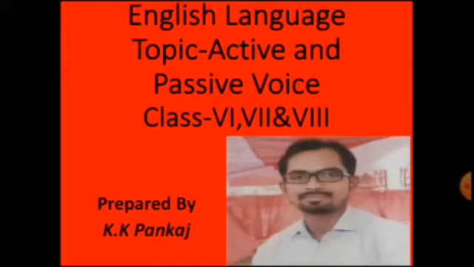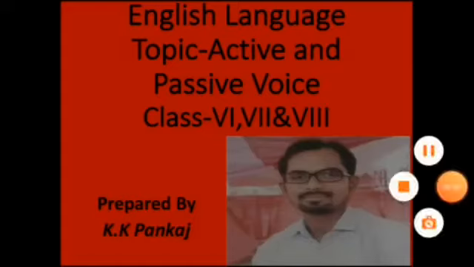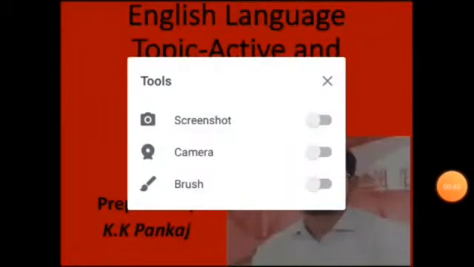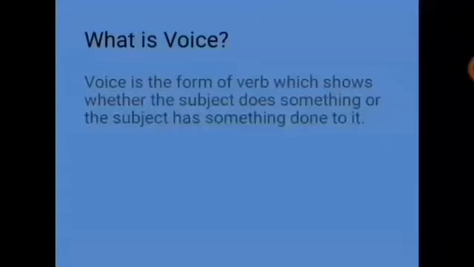So let's start today's topic. We know that there are two ways in which we can describe an action performed by the subject in relation with object. The ways are active voice and passive voice. Before we discuss more about active and passive voice, we must know what is voice. Voice is the form of verb which shows whether the subject does something or the subject has something done to it.